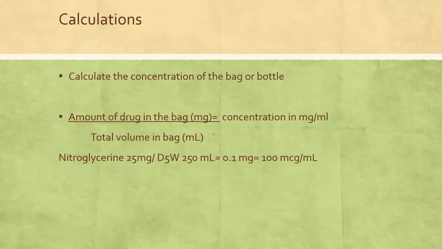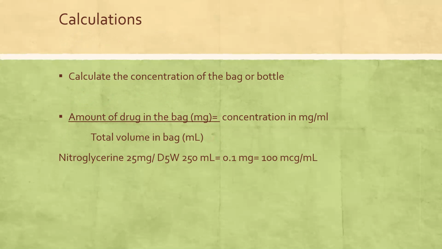Let's talk about calculations just for a minute. This one is easy as pie, right? When we're looking at finding the concentration in milligrams per mil, we look at the amount of drug in the bag in milligrams, and we look at the total volume in the bag. And in this case, it actually would be a bottle.